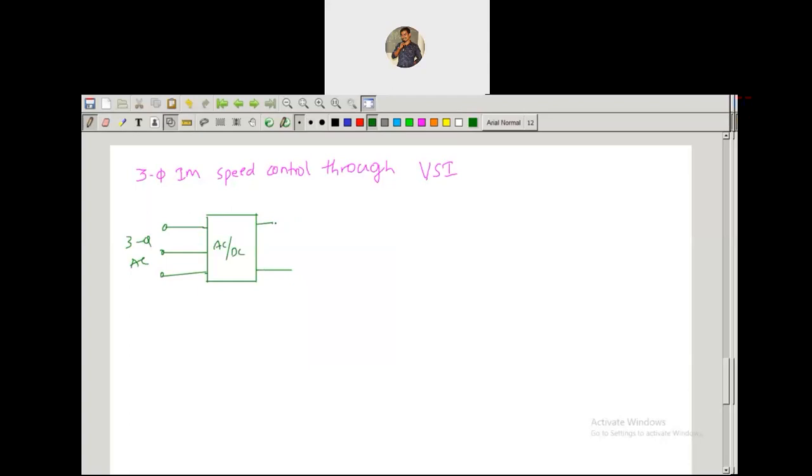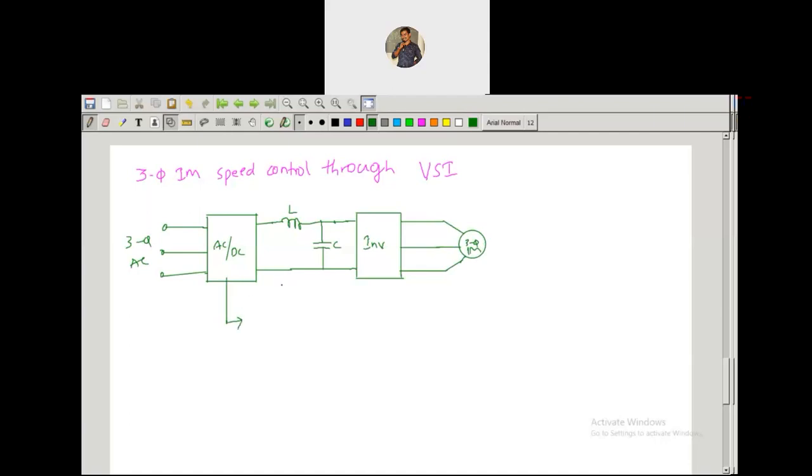This DC output is not given directly to the inverter. In between the rectifier and the inverter, we use a filter to get pure DC. This is an LC filter diagram, and now this is given to the inverter. The inverter is going to feed the three-phase induction motor.